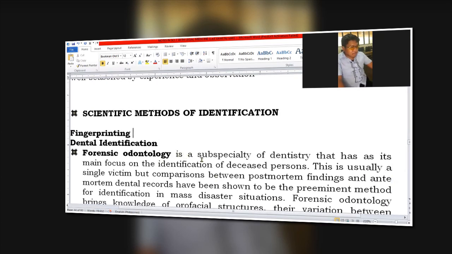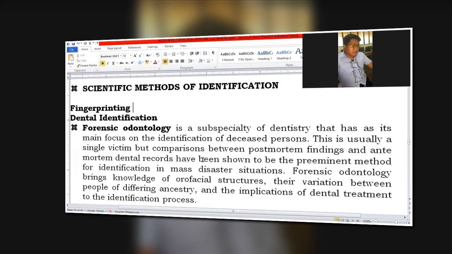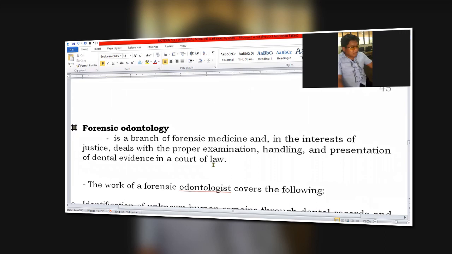Forensic odontology is a specialty of dentistry. So when you say dental, what is used to identify a person is the teeth. Teeth has no S, whether plural or singular. Forensic odontology is a branch of forensic medicine and in the interest of justice deals with the proper examination, handling, and presentation of dental evidence in court.